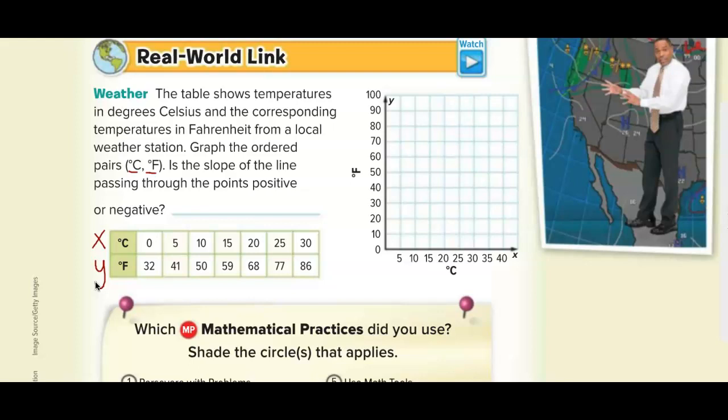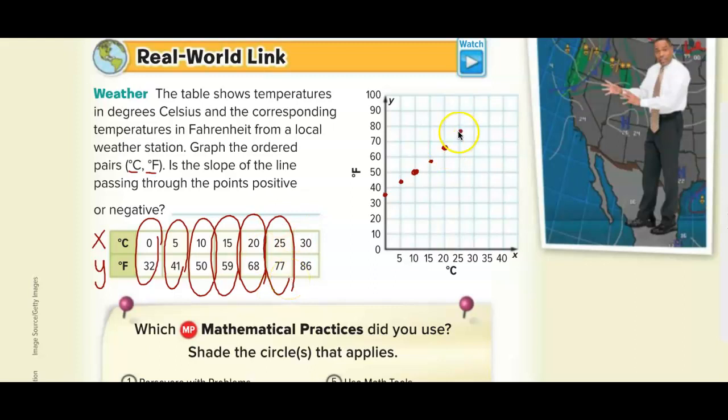If I go 0, 32, it'd be about here, because this is an ordered pair. And then this is an ordered pair, 5, 41, it's about there. 10, 50, 15, 59, so just short of 60. 20, 68. 25, 77. And 30, 86.